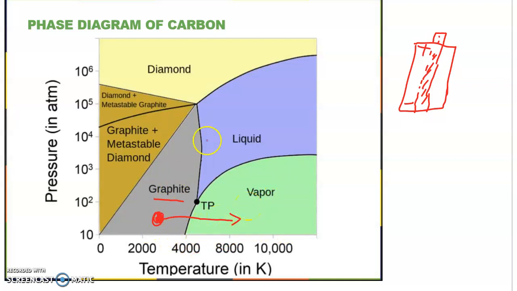How do I get graphite into liquid? Well, if you start from here, you can increase the pressure all the way here, and then increase the temperature all the way here. Now you can change graphite into a carbon liquid.